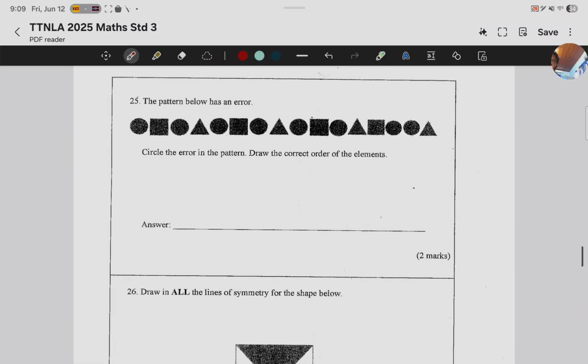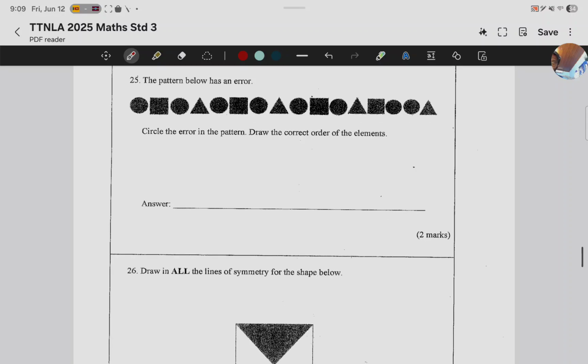Number 25. The pattern below has an error. Circle the error in the pattern, draw the correct order of the elements. So you have circle, square, circle, triangle, circle, square, circle, triangle, circle, square, circle, triangle. So the error would be here. So circle, square, circle, triangle. So it needs to be a circle and a square.